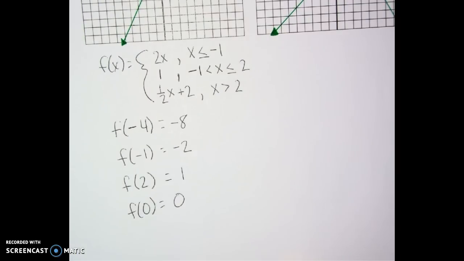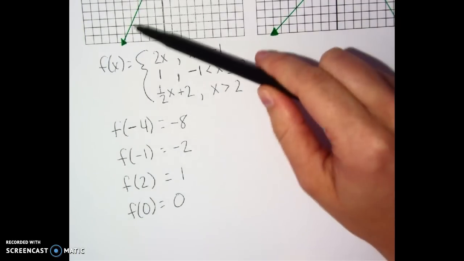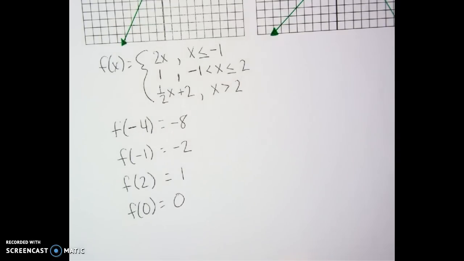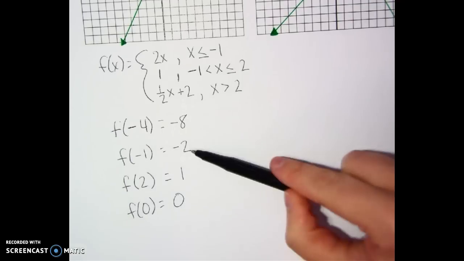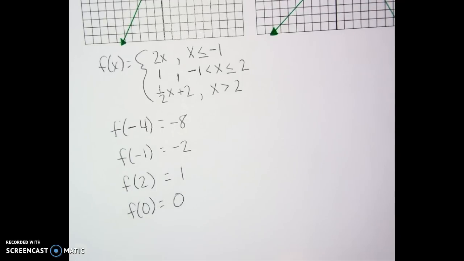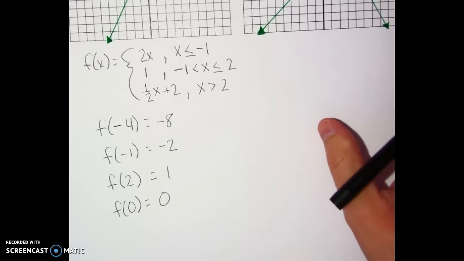Okay, so here are my answers. I got -8. It's about -8. The ones that will be on your quiz will be for sure an exact number. So I got -8, -2, 1, and 0. If you didn't get those numbers, call me over. I can help. Or look at the graph, see if you made a mistake.